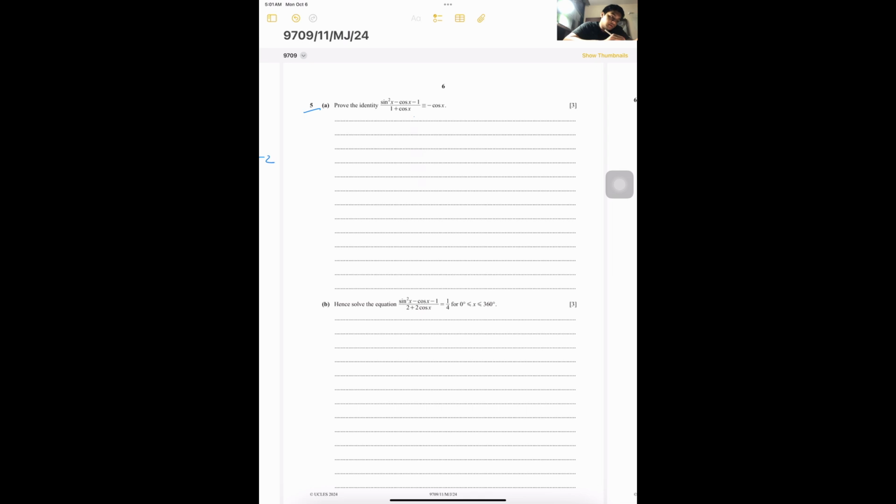Question 5. Prove the identity. This is equivalent to this, so LHS, left hand side. So what can we break this down by? Let's do one thing here. Sine squared x plus cos squared x equals 1, so minus cos squared x equals sine squared x minus 1.